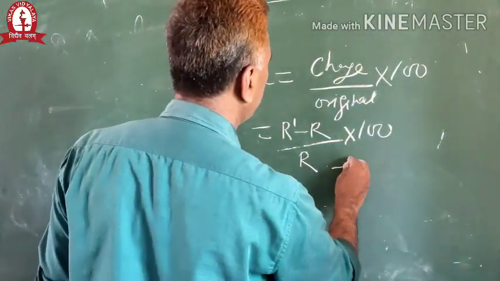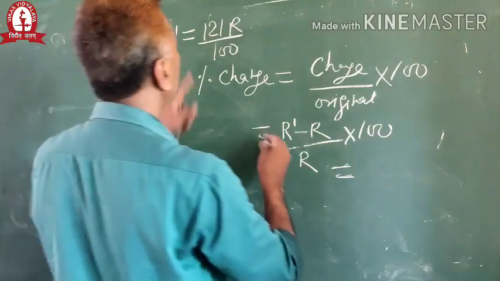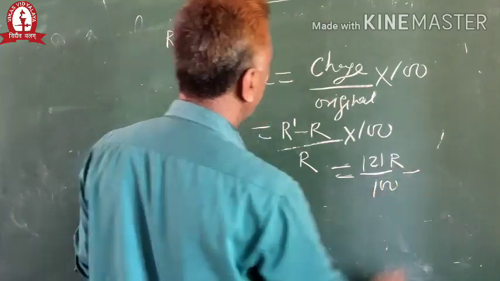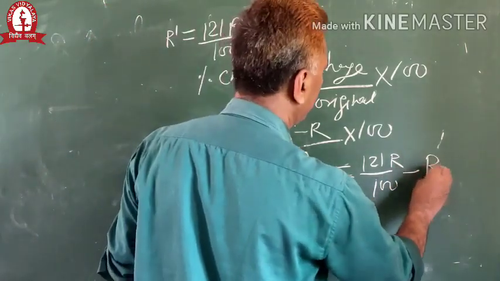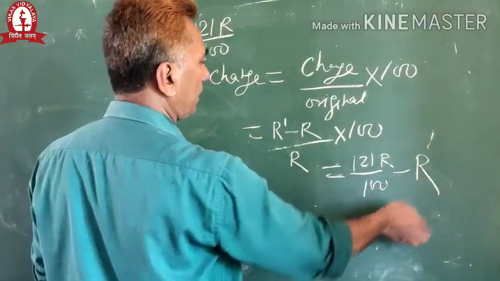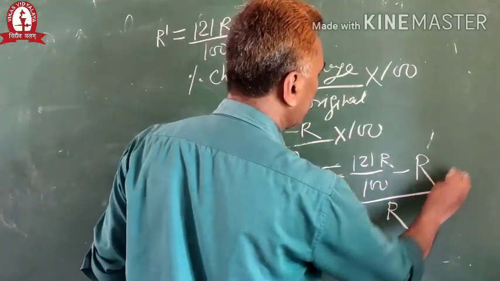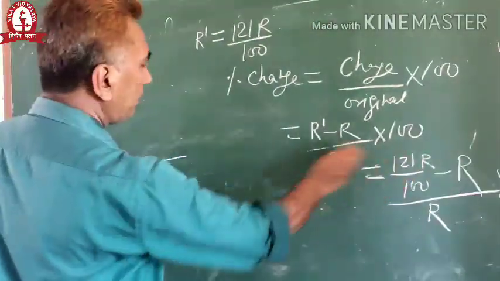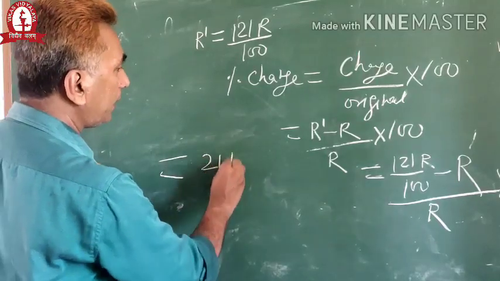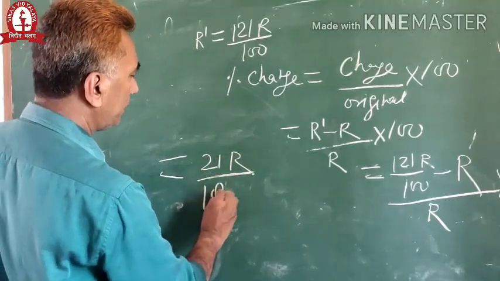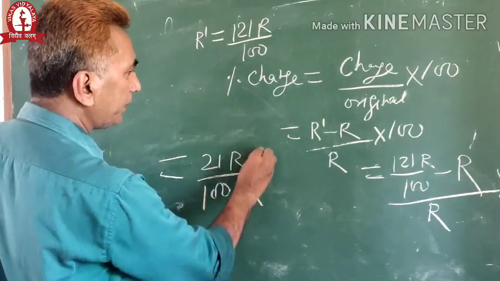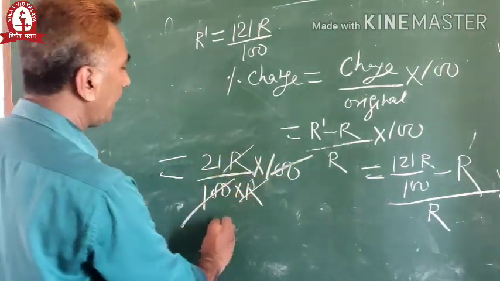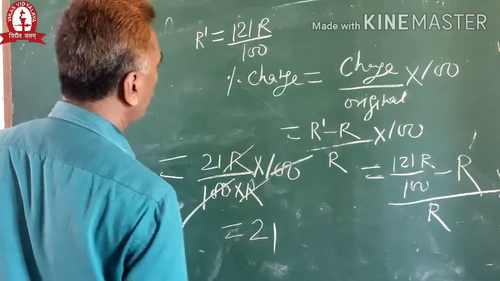But let us see how I simplify it. R dash is equal to 121R upon 100, minus R. The original is R. This is R dash, this is R. Now upon R, multiply by 100. See here, 121 minus 100 becomes 21R upon 100 into R into 100. Cancelling 100 and 100, cancelling R and R, this is all equal to 21.